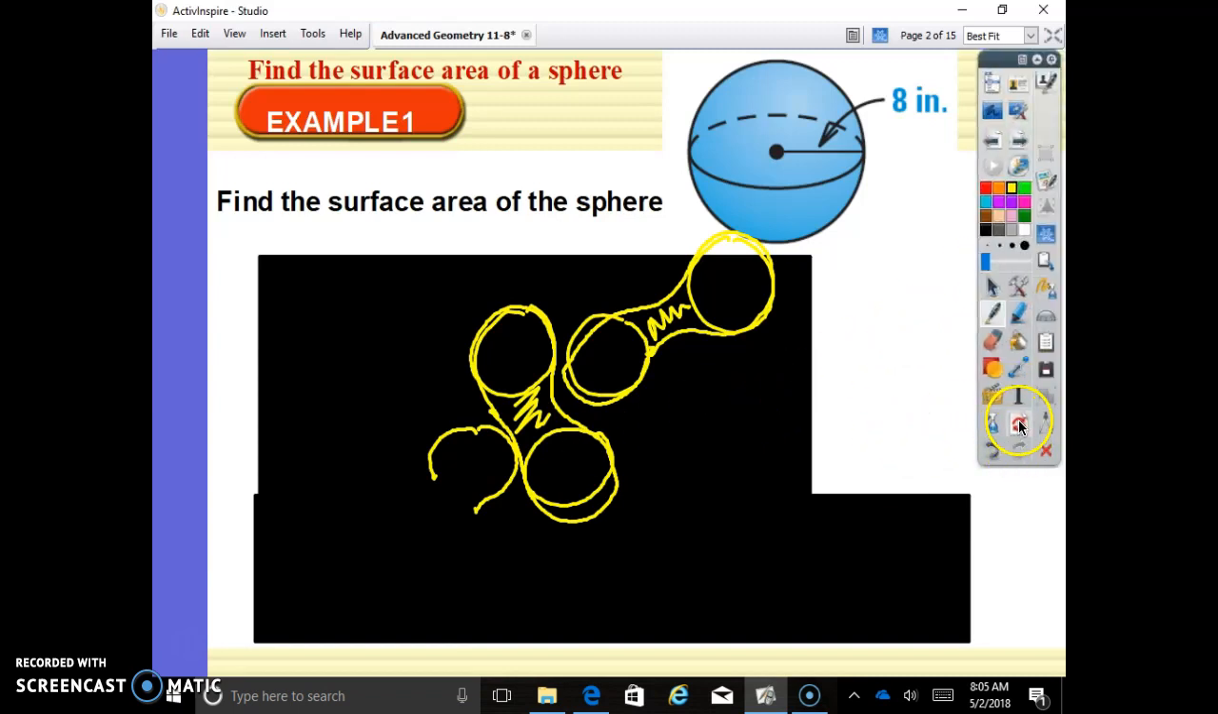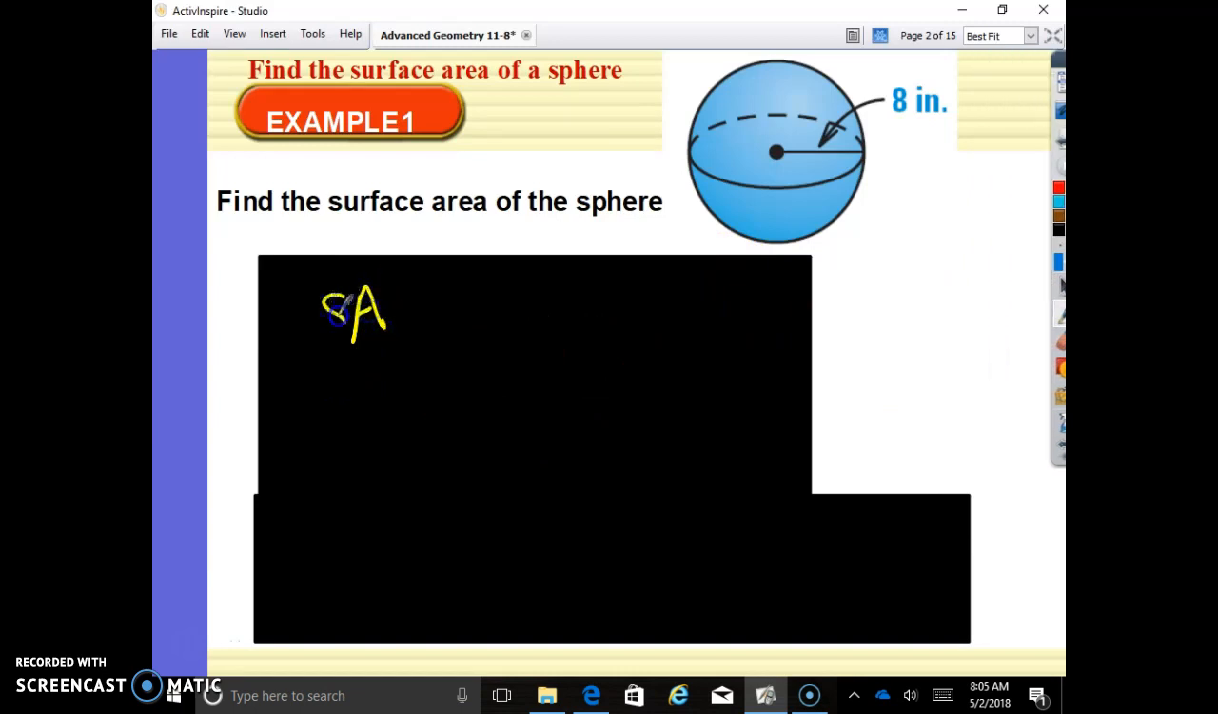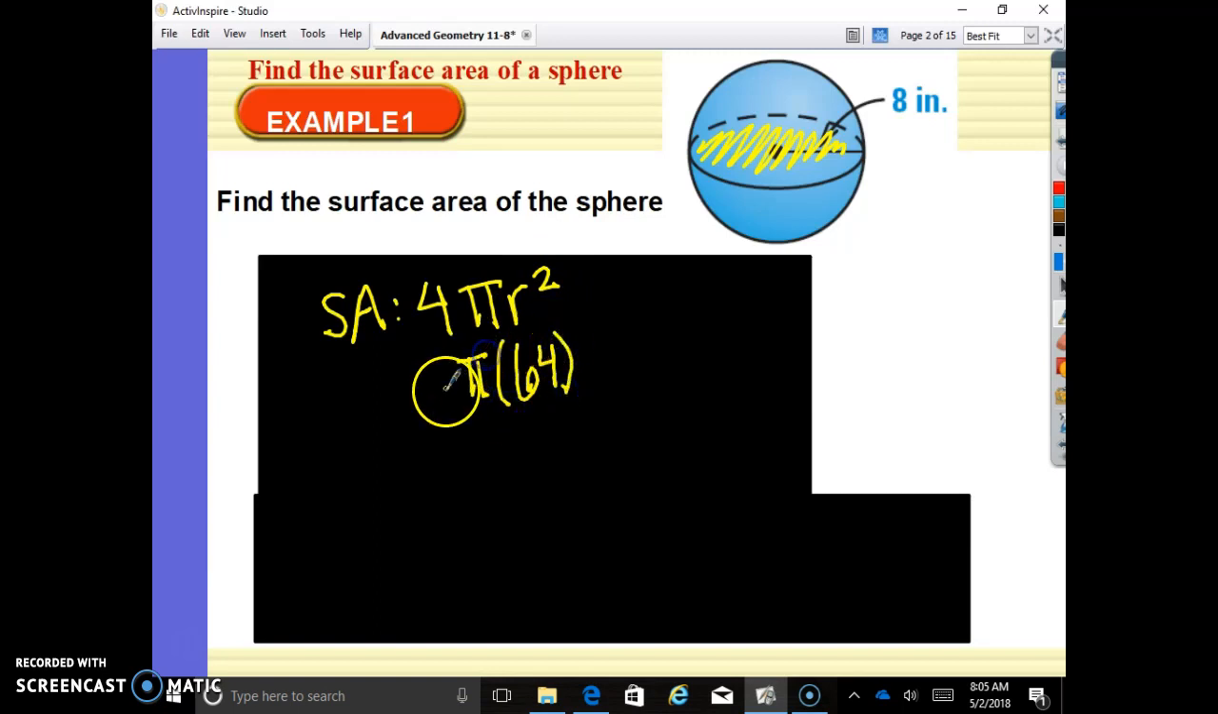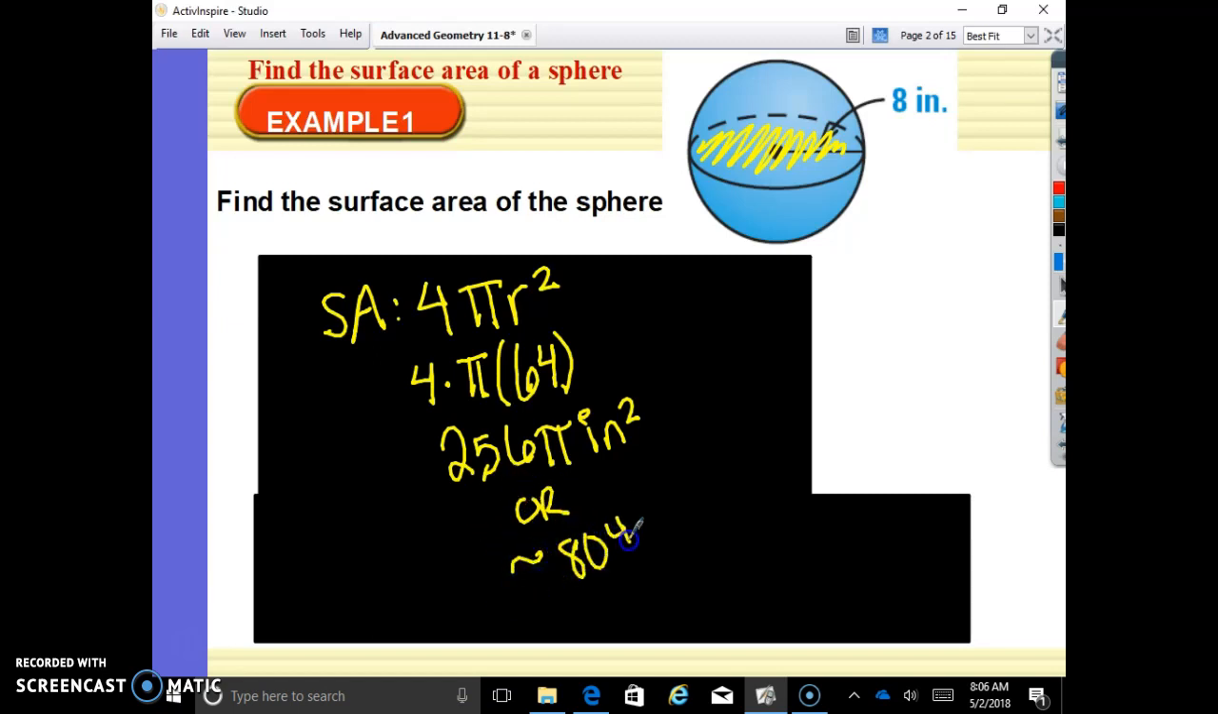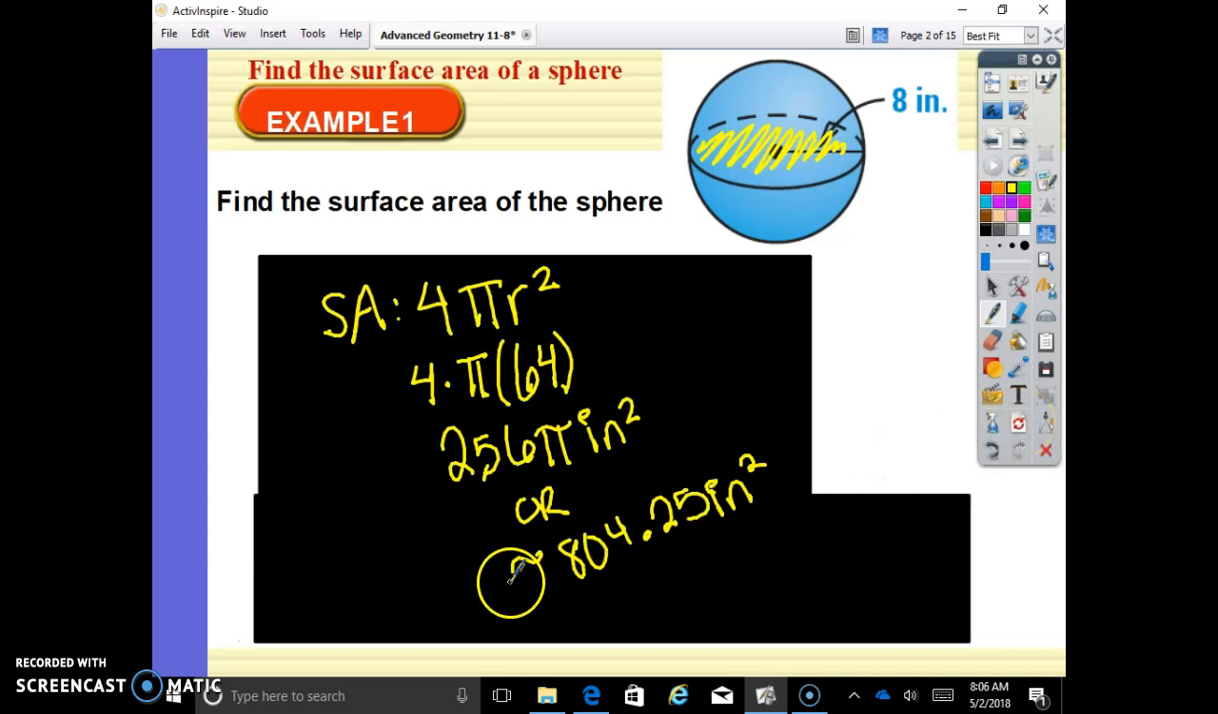Now that we can visualize that formula, the surface area is 4 pi r squared, 4 times the area of this great circle in here. That circle has a radius of 8. 8 squared is 64 times pi times 4. 64 times 4 is 256. So this would be 256 pi inches squared, or approximately 804.25 inches squared. Make sense?